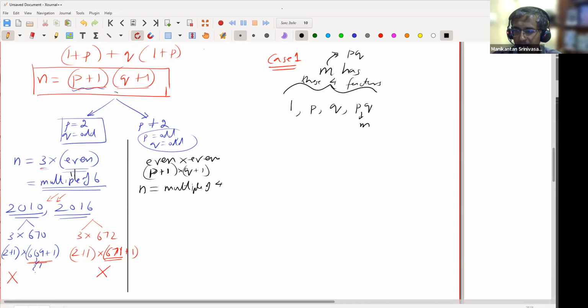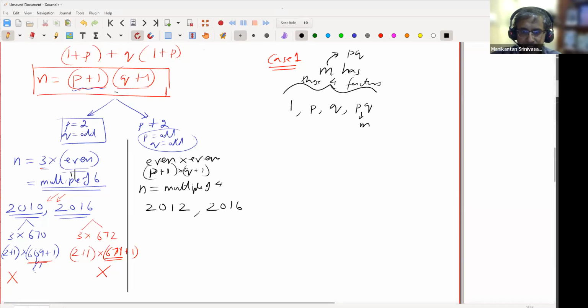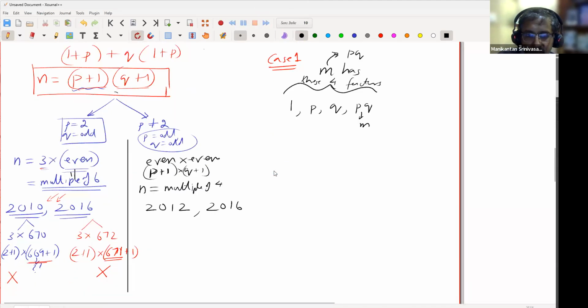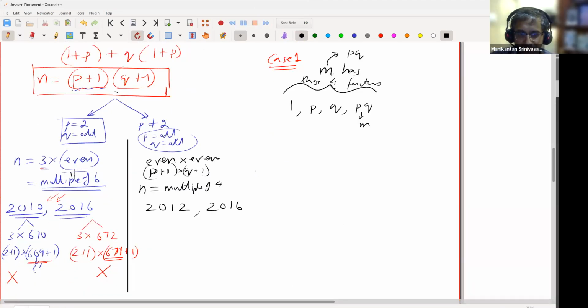Okay. So, multiple of 4. Which are the multiples of 4? In this range, 2010 is not a multiple of 4. The last 2 digits have to be divisible by 4. So, 2012 and 2016, and 2020 is not included, right? Yeah, 2020 is not even included. So, only these 2 stand a chance. Even now, it's not guaranteed, but at least these have a chance, right? Are you with me?